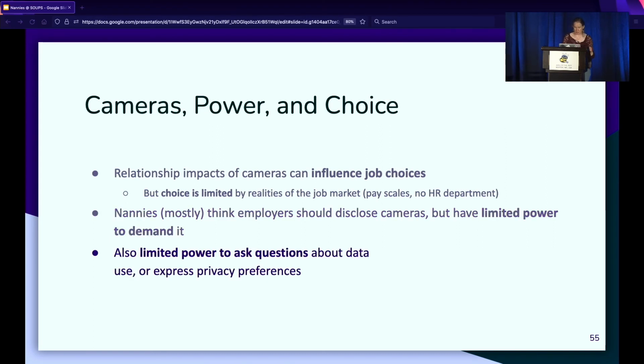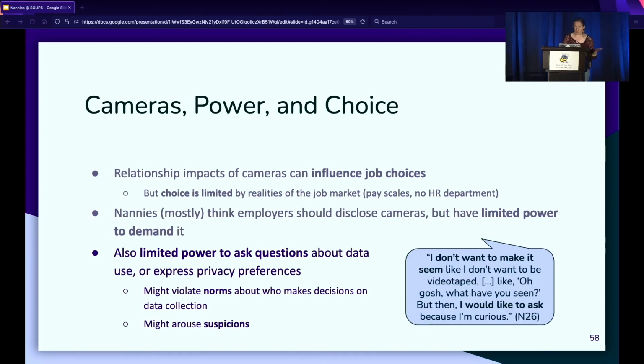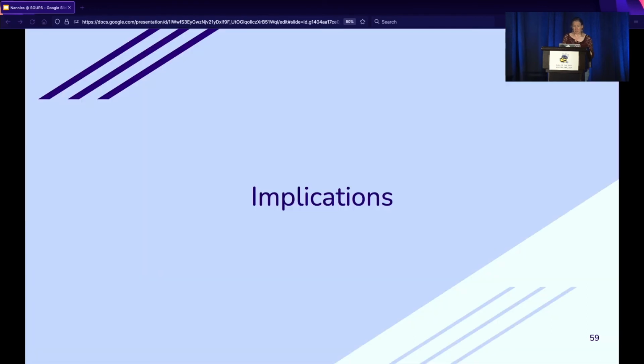In addition, as I mentioned earlier, participants said they would like to know more about specific details, such as frequency of checking the camera feed, whether the camera collects audio or data retention, but many participants didn't feel they were in a position to ask such questions or to ask for changes to privacy settings if they even wanted such changes, for fear of violating social norms, and some were concerned that asking questions might seem suspicious. Like Nanny 26 said, I don't want to make it seem like I don't want to be videotaped, but then I would like to ask because I'm curious.